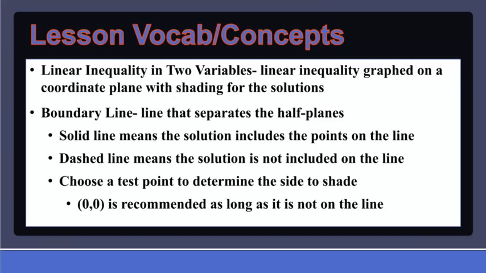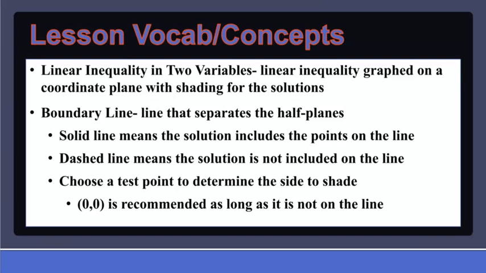A linear inequality in two variables is just a linear inequality graphed on a coordinate plane with shading for the solutions. So you're going to have your x and your y variables. So think of it as a linear equation, but instead of the equal sign, you're going to have an inequality symbol. The boundary line, so the line that you do graph, is a line that separates the two half planes.